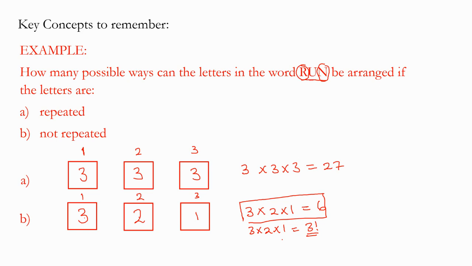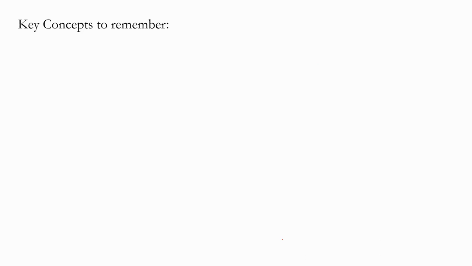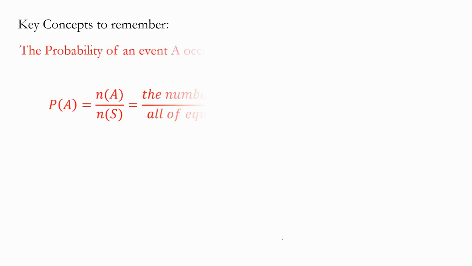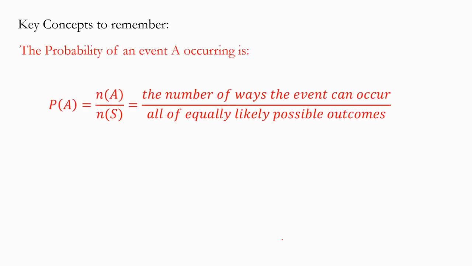And then the last part before we go back to our question. How do we find probabilities using the counting principle? Right, the probability of an event A occurring is the number of ways the event can occur divided by all of equally likely possible outcomes. Remember this. If it means writing it down, write it down before we go to our question. Probability of event A happening is the number of ways the event can occur divided by all of equally likely possible outcomes. Right, let's go back to our question.